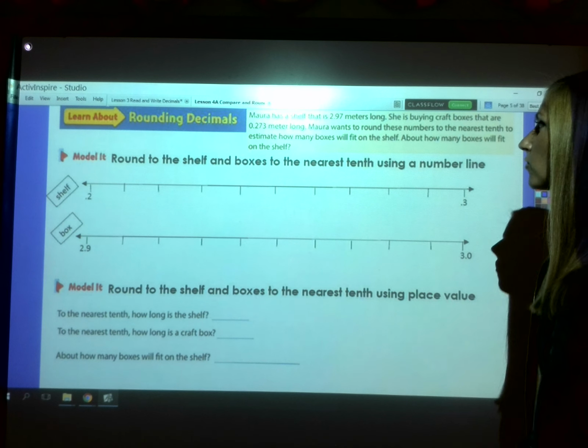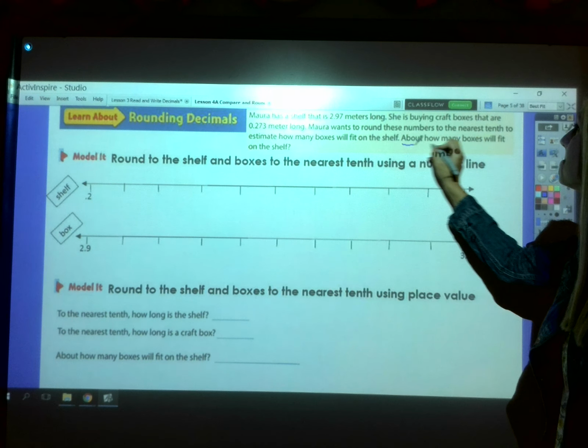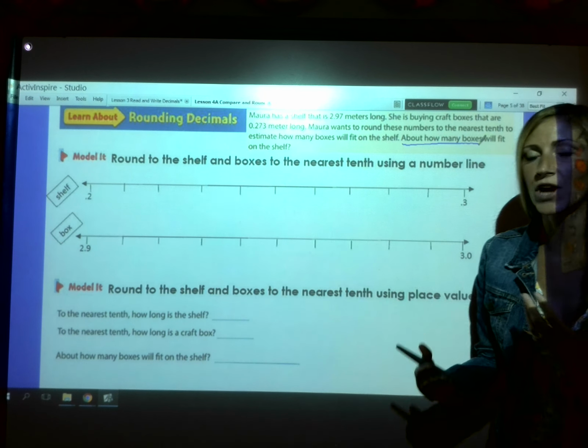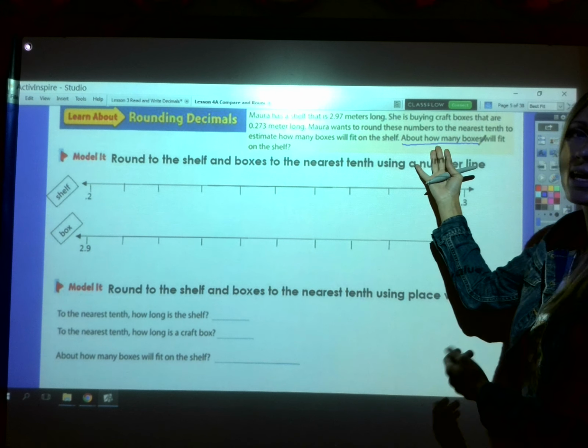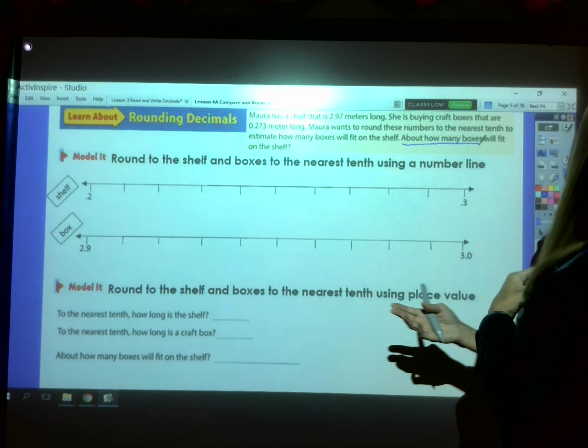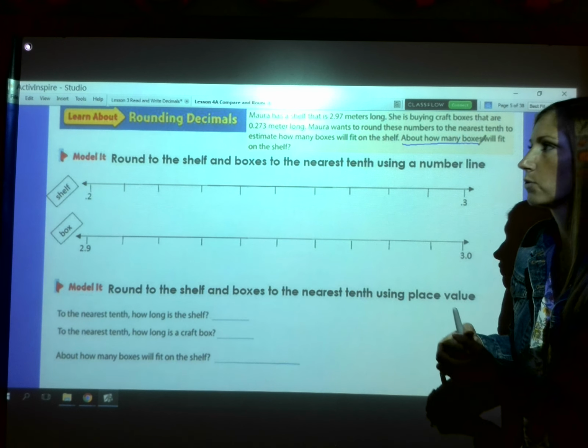So this is a smart real world thing to do. So we need to figure about how many boxes. Since we're estimating, since we're rounding, for this estimate, we're not going to get an exact answer. So we will always have the about how many boxes will fit.